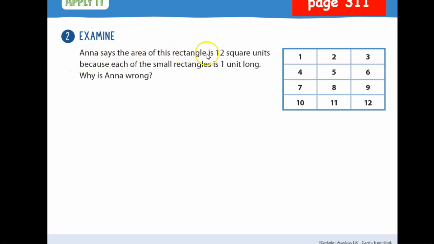Susanna says the area of this rectangle is 12. Is she correct? I don't know. It's 12 square units because each of the small rectangles is 1 unit long. Why is Anna wrong? I mean, there's 12 shapes inside, right? But why is she wrong? Rami? Yeah, they're too long.